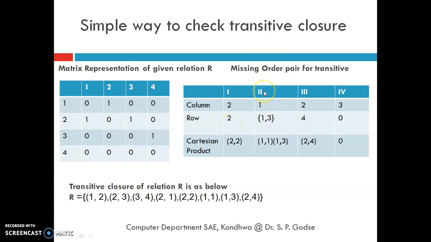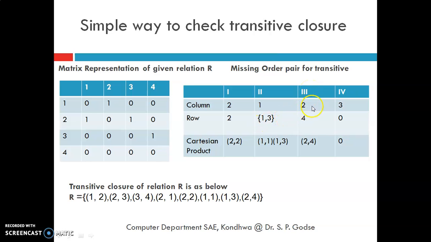Then take the second column and second row of the obtained matrix. You will find an entry of 1 in the column at the first position. In the case of the row, you will get 1 at the first and third positions. So take it as the set 1, 3.